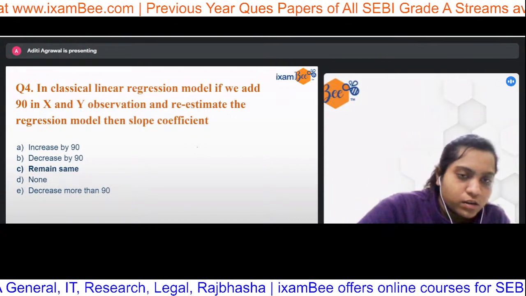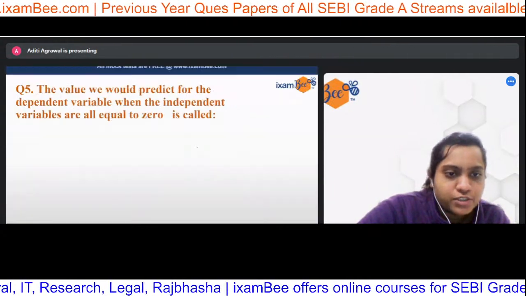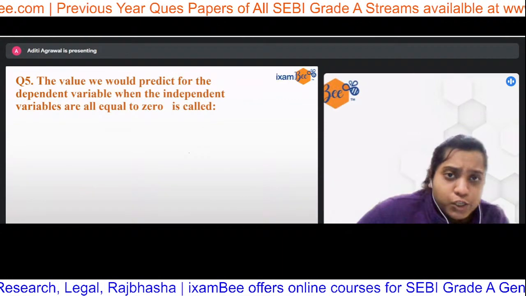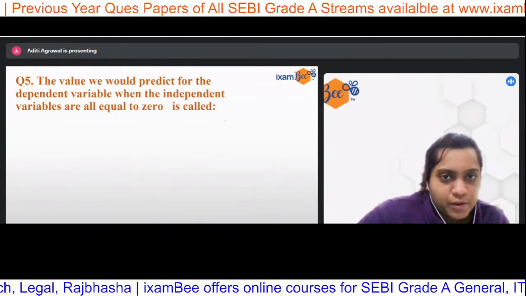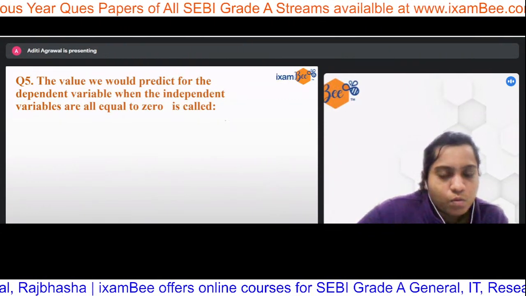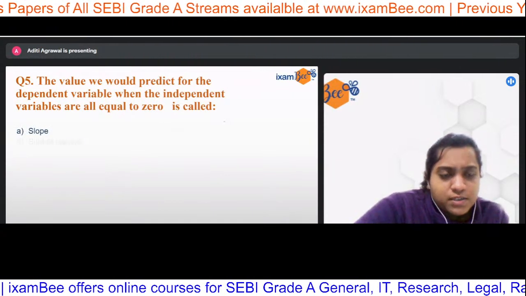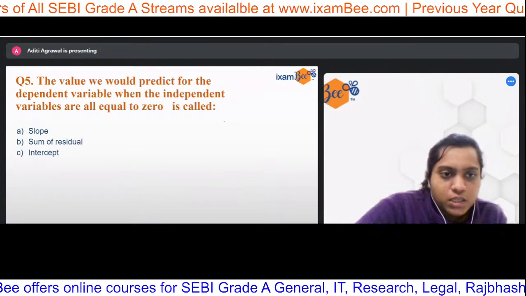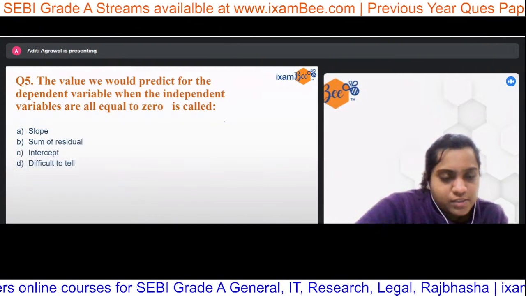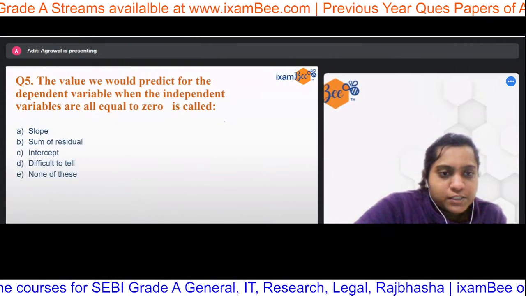Now, moving to the next question. The value we would predict for the dependent variable when the independent variables are all equal to zero is called, the options are slope, sum of residual, intercept, it's difficult to tell, or none of these.